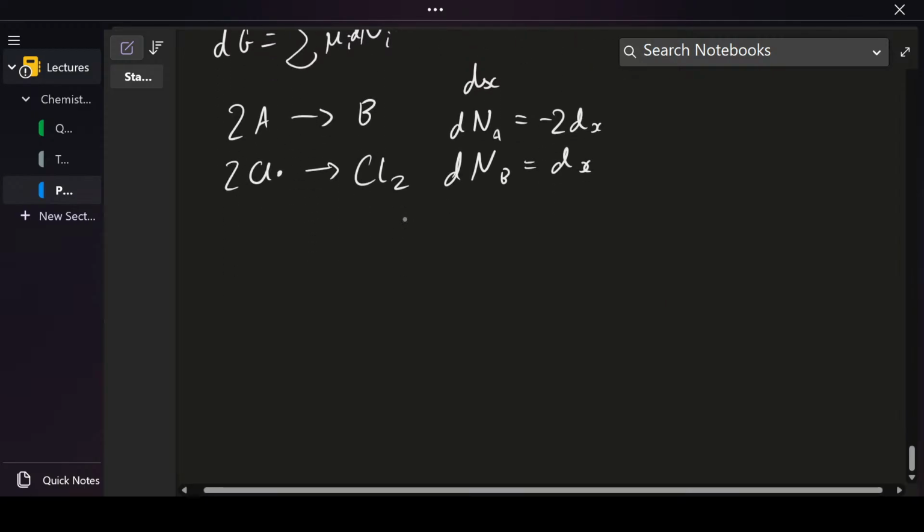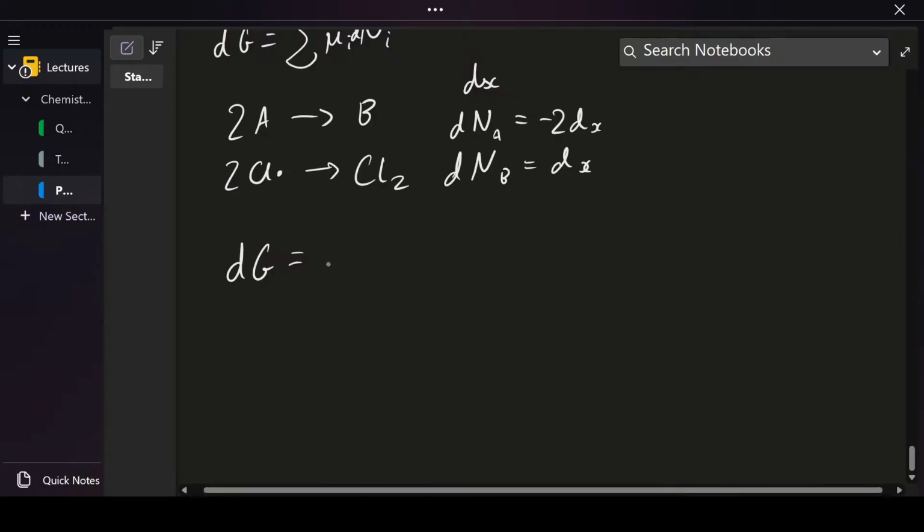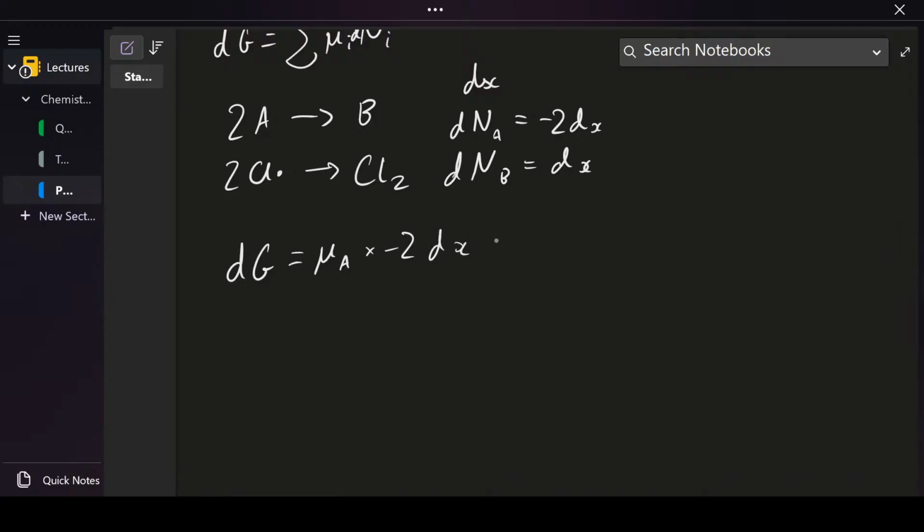And so if we take that small step, we get dG is equal to the sum, I'll just write out the sum, mu A times -2 dx plus mu B times dx. And so the dG for a reaction is always going to be less than or equal to 0 if we want to move towards the equilibrium.